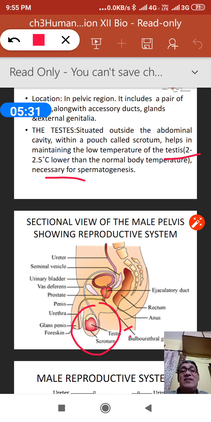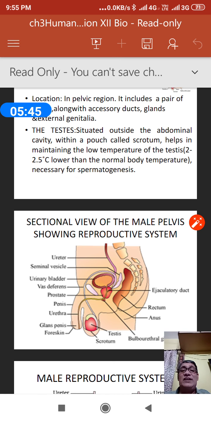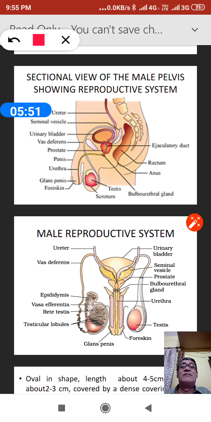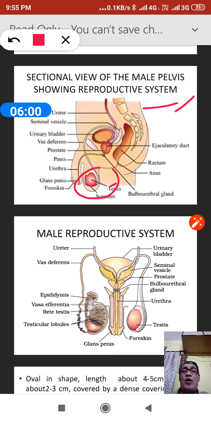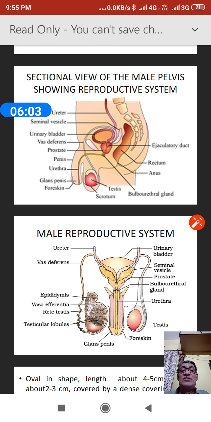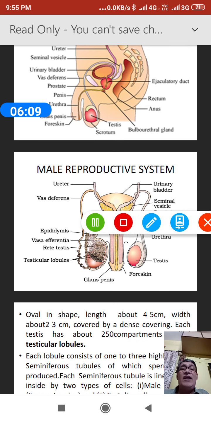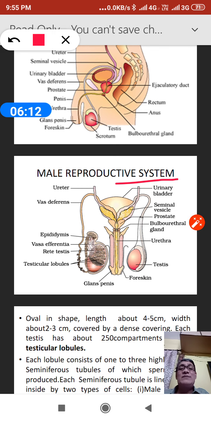So the testis is located in the scrotum because this temperature is required for spermatogenesis. Here we are showing you a picture of the sectional view of the male pelvis, showing the reproductive system. Here you see the pair of testes are very prominent.